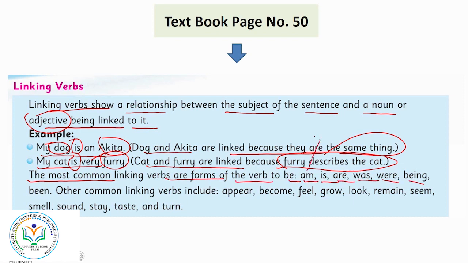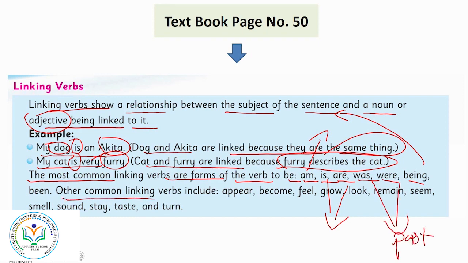Am indicates being something. Being and am indicate the state of something. Is and are also do, but they also indicate the present situation. Was or were indicate a past situation. Other common linking verbs include appear, become, feel, grow, look, remain, seem, smell, sound, stay, taste, and turn.